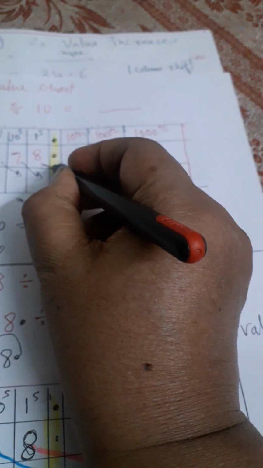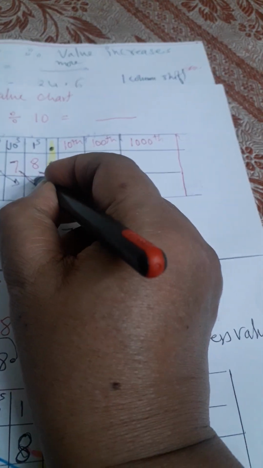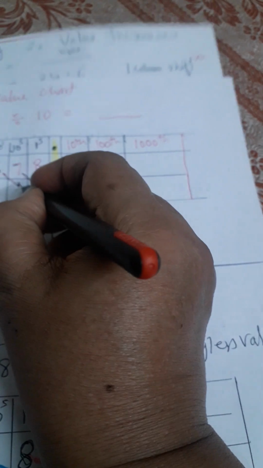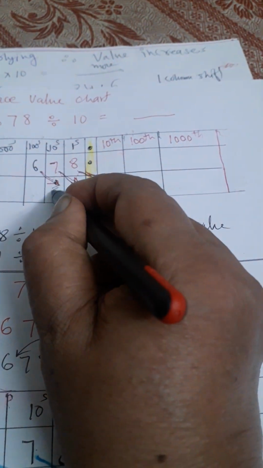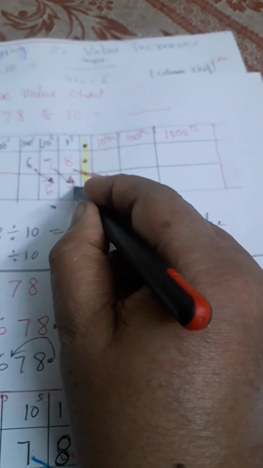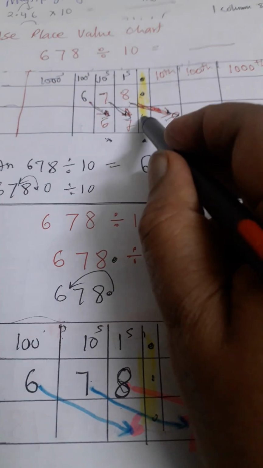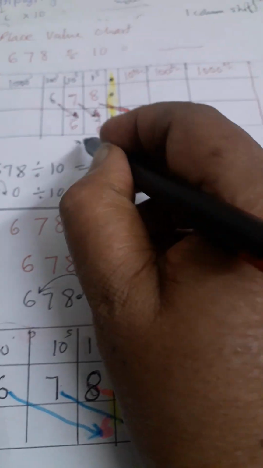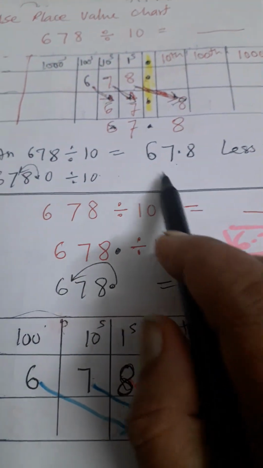See, this 8 moves one column to the right, one column less. Now 6 is here, 7 now comes here, 8 now comes here. What does it mean? The decimal will remain as such. So it is now 67 decimal 8. I have written here 67 decimal 8.